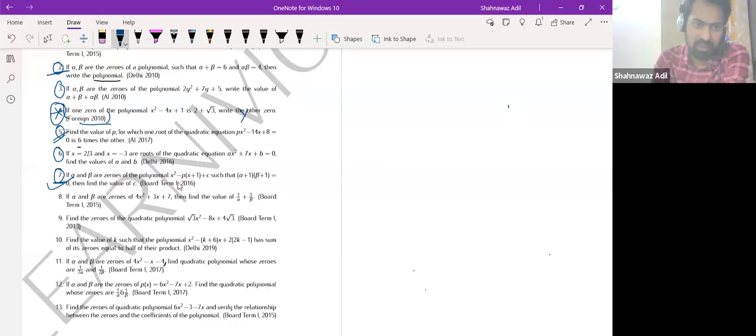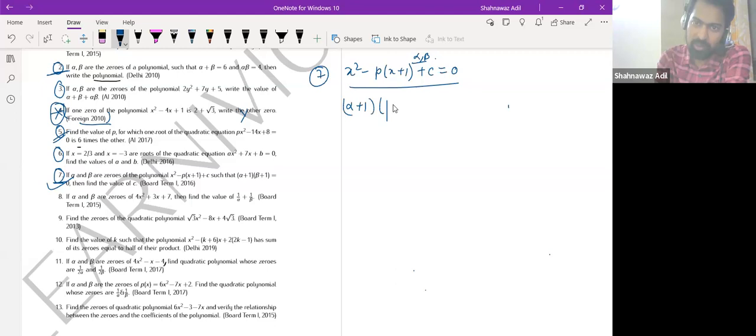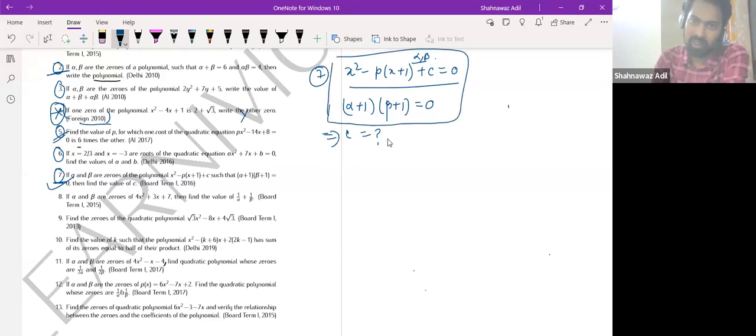If alpha and beta are the zeros of this polynomial, so we have this quadratic equation, right? And alpha and beta are the zeros of this one. Then it is also given that the polynomial with zeros alpha plus 1, beta plus 1 is 0. So the question is that we have to find out C. These are the things which are given, and we have to figure out what is C.